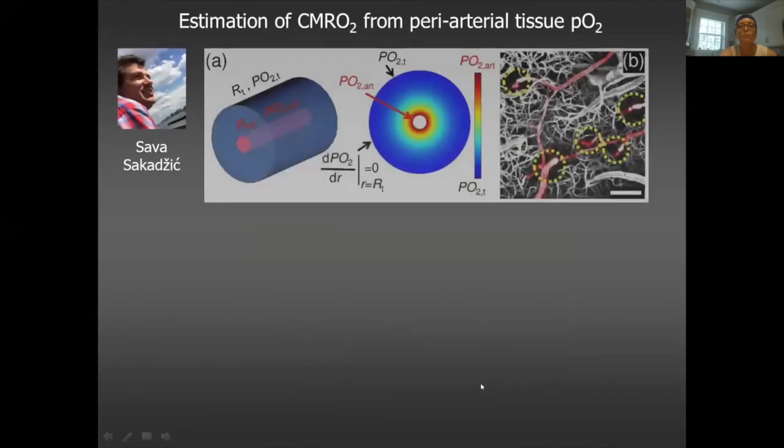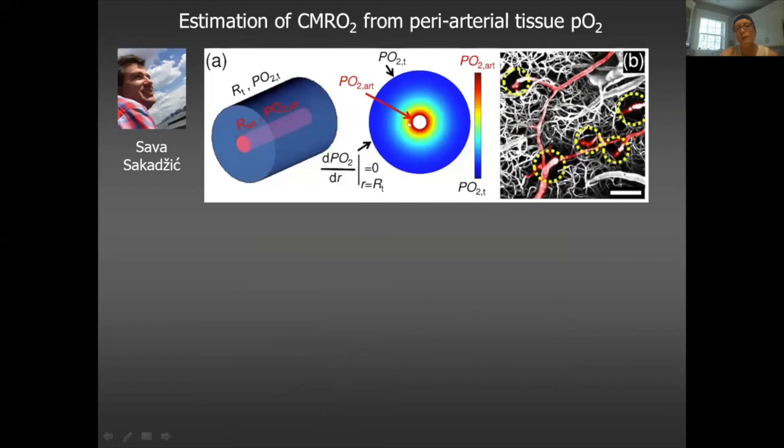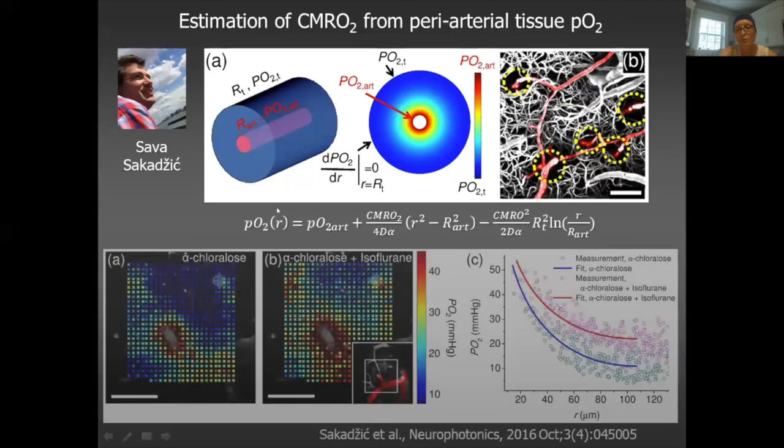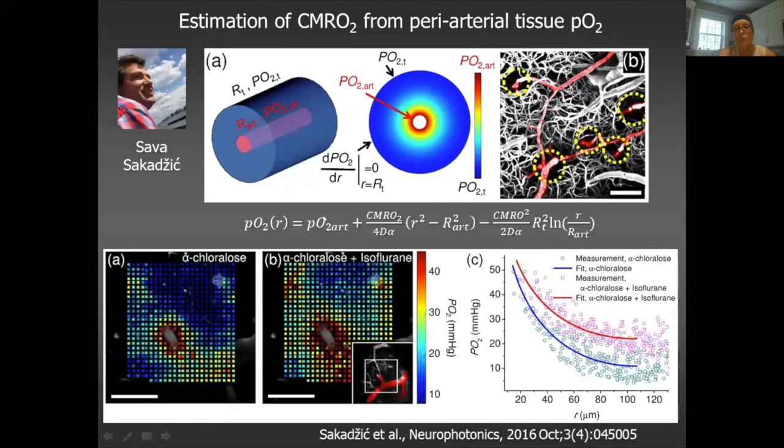And so this is an example of how we make it more quantitative. We look at oxygen gradients around diving arteries and take advantage of the fact that there are no capillaries around arteries because there's so much oxygen in there that capillaries don't develop. And then we can apply this model of oxygen diffusion from a single cylinder. This is something that has been used before in muscle. We're doing this in brain.